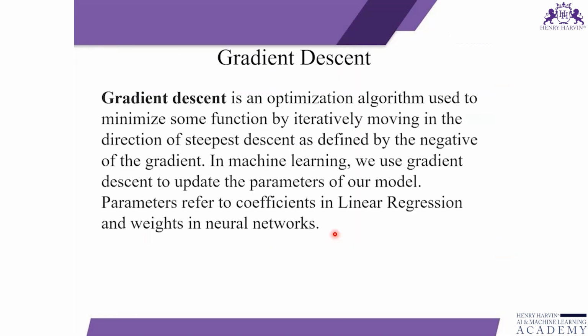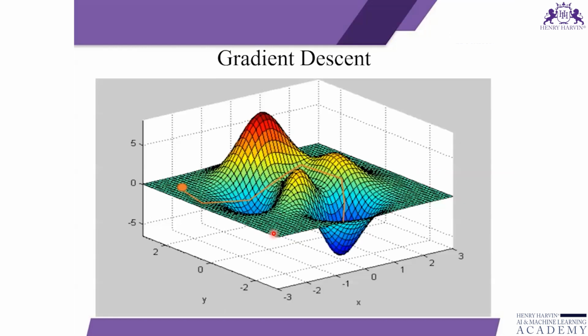Gradient descent is an optimization algorithm used to minimize some function by iteratively moving in the direction of steepest descent as defined by the negative of the gradient. In machine learning, we use gradient descent to update the parameters of our model. What are parameters? Parameters are coefficients in linear regression. In neural networks, they are called weights. So this is the visual representation of gradient descent. You can have a look at it.